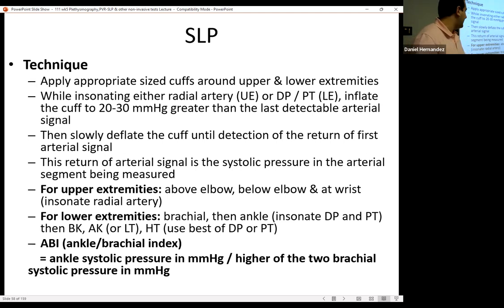And then with the ankle, we insonate the dorsalis pedis and posterior tibial. ABI: ankle to brachial index. It's the systolic pressure in millimeters of mercury divided by the higher of the two brachial.